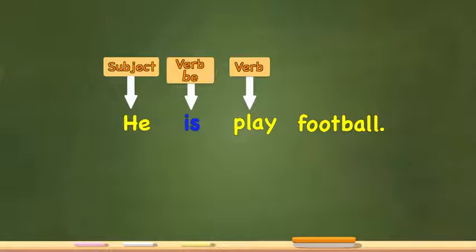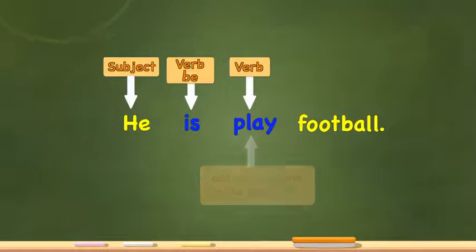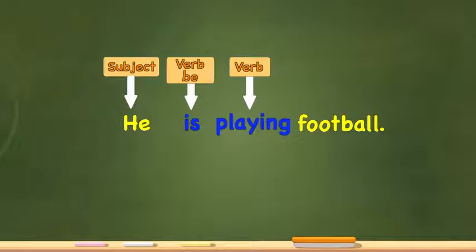However, this is not the only error in this sentence. Can you identify the second error? Correct. The second error in this sentence is the verb play. As mentioned before, we have to add the ing form to the main verb when we are constructing a present continuous sentence. So the correct sentence will be, he is playing football. Did you answer correctly? Well done! Now let's move to the next sentence.